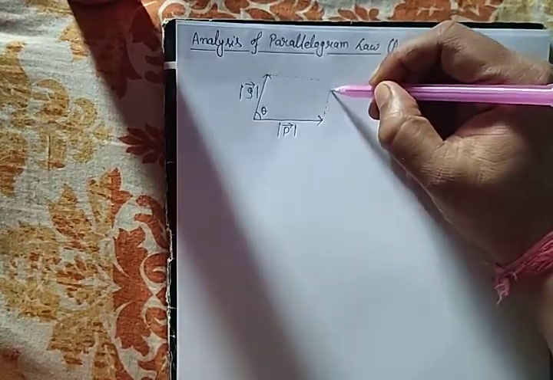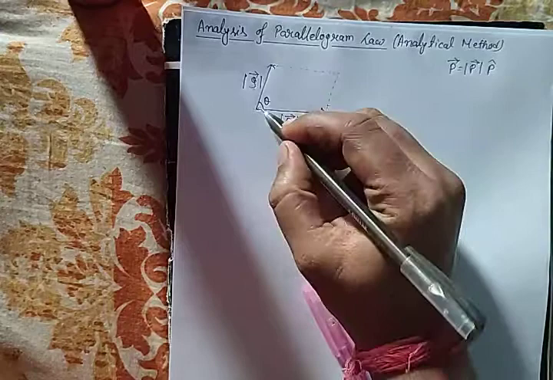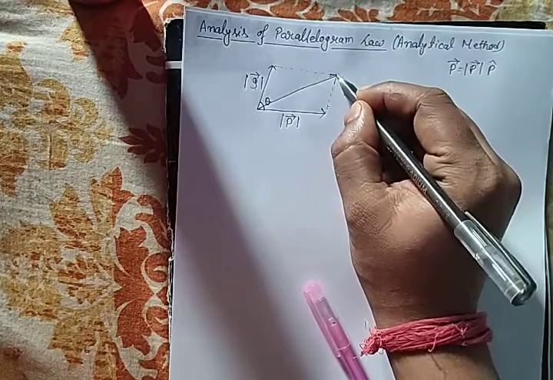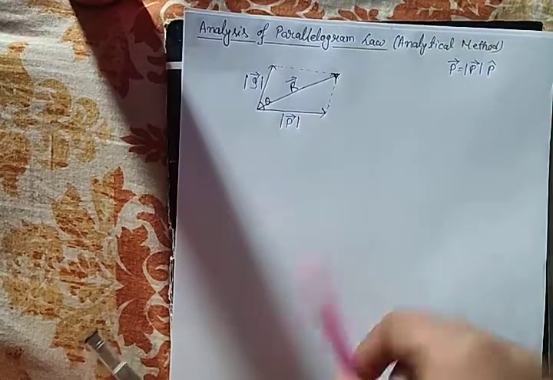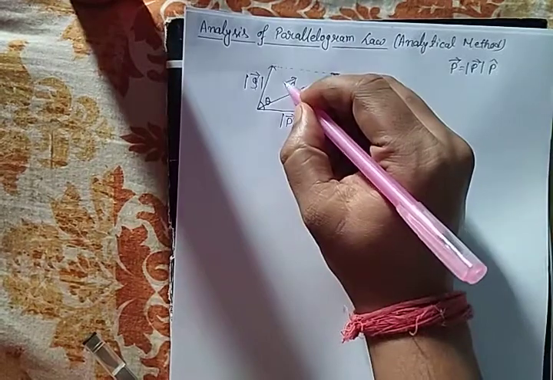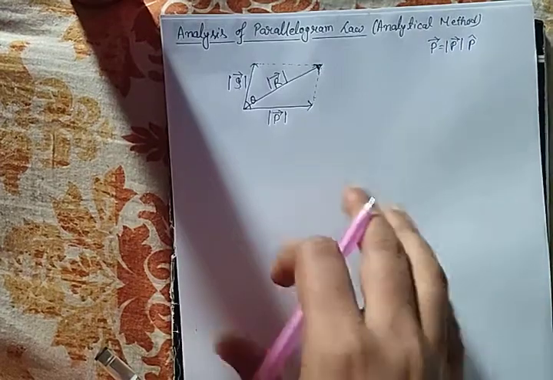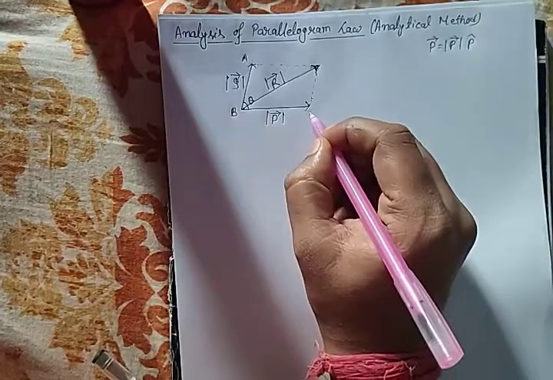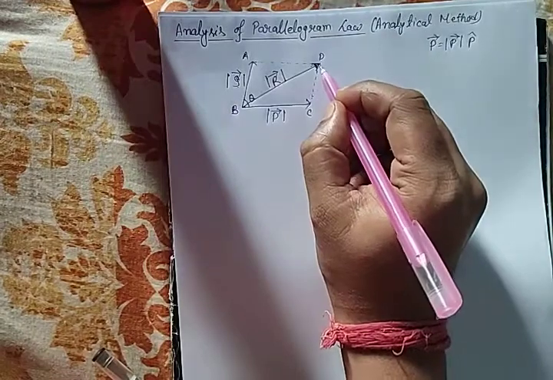Okay. Now first we'll add these two vectors according to the parallelogram law. So first we have to draw a parallelogram, then the common diagonal will be your resultant vector. So suppose the resultant vector is R. Its value will be mod of R. Clear? Now naming the points. Suppose this is our point A, this is our point B, this is our point C, and this is our point D.